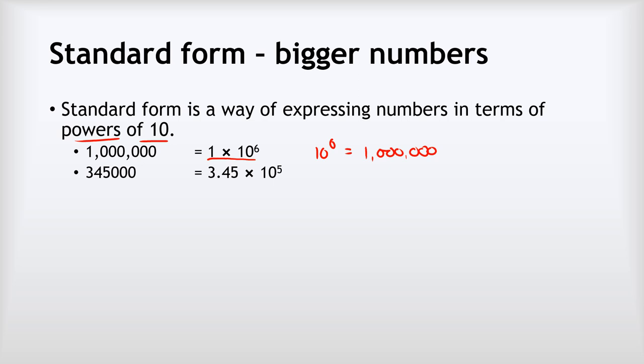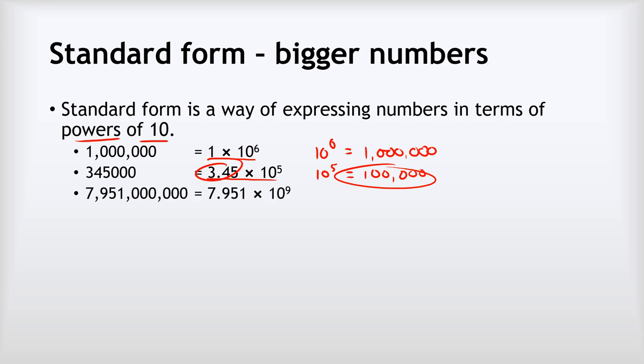What about a second example? 345,000. This can be written as 3.45 times 10 to the power of 5. Again, let's think about how this works. 10 to the power of 5 is a compact way of writing 100,000. 1 followed by 5 zeros. Okay. So when we say 3.45 times 10 to the power of 5, what we mean is 3.45 lots of 100,000. And that is all 345,000 is, 3.45 lots of 100,000.